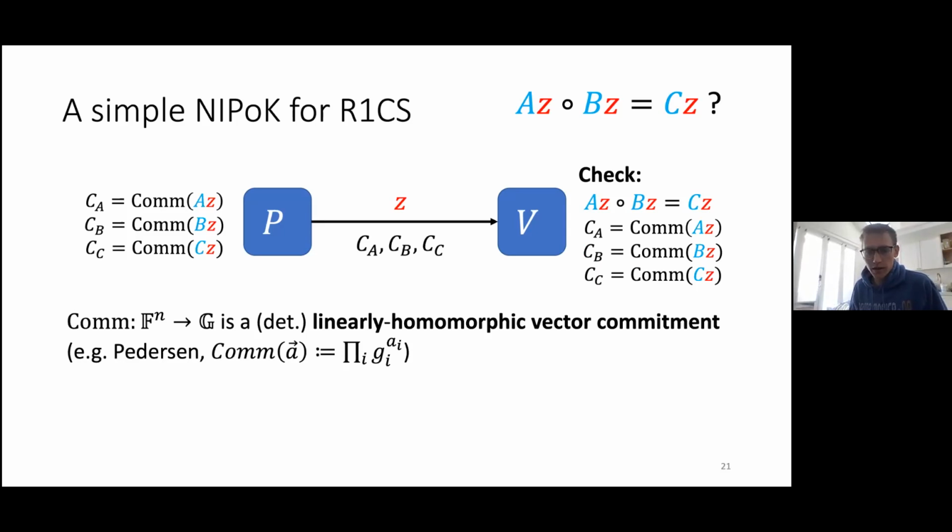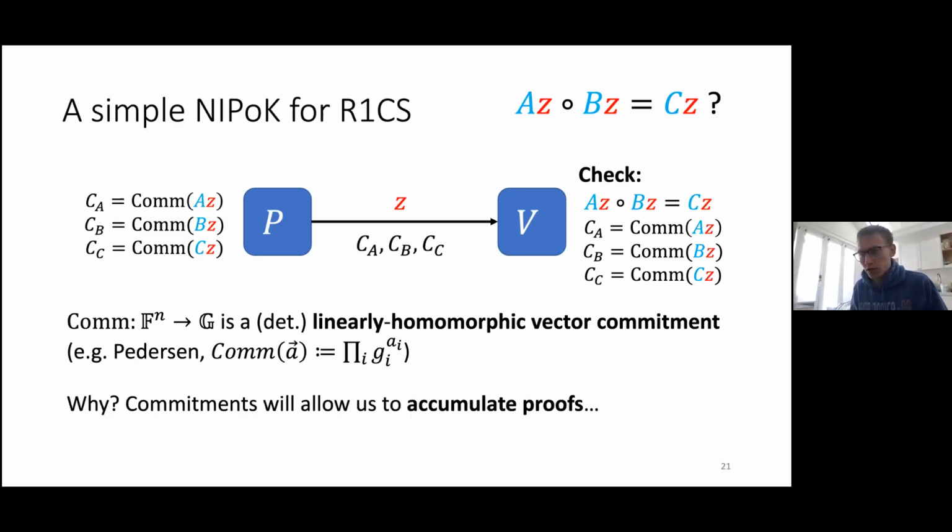And then the verifier additionally checks that these commitments are correct. And why do we use these commitments? Well, they will allow us to accumulate proofs, right? These are linearly homomorphic commitments. So for example, if I added CA plus CB, I would get a commitment to AZ plus BZ. And this will allow us to accumulate proofs.